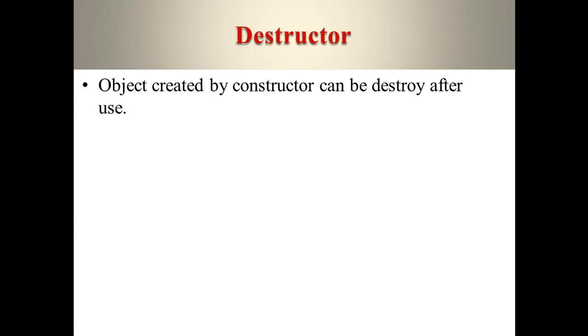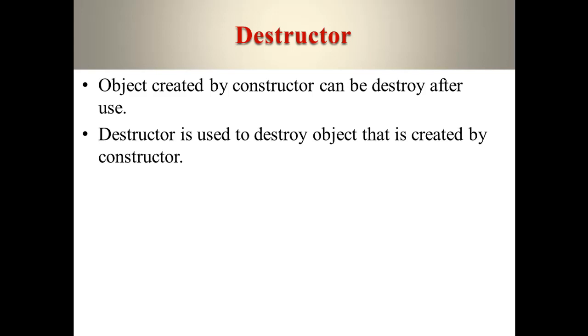An object created by a constructor can be destroyed after use. When you have used the object in the class, then you can destroy the object. The compiler does the same thing for us automatically. When the scope ends, the compiler deletes the object and frees the memory. So why do we need a destructor when the compiler can do the same task for us? Let's see.